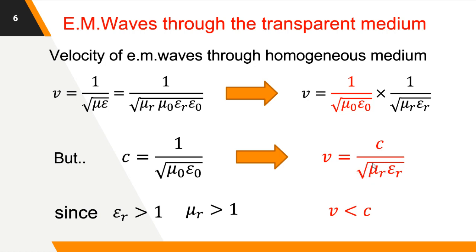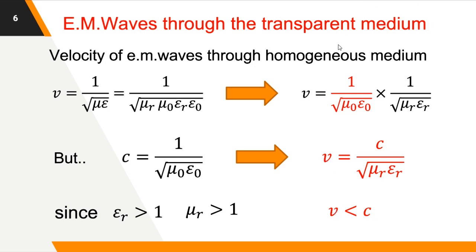Suppose this denominator value is 1, then we can conclude that the electromagnetic wave travels with the speed of light, that is 3 into 10 to the power 8. But if you are considering any medium other than air or vacuum, the mu r value is more than 1, and the epsilon r value is more than 1. Again remember, for a medium other than air or vacuum, mu r is greater than 1 and epsilon r is greater than 1. Therefore, this denominator term is not 1 but more than 1. So c divided by more than 1, say 2, then what happens? The v value becomes c by 2, or the v value becomes less than c.